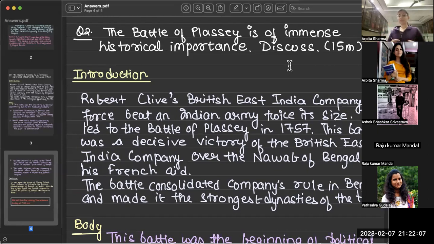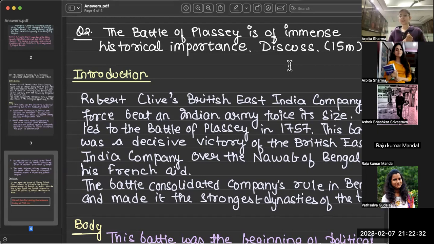So here in the introduction, again, you will mention the year. When you mention the year of the battle, that gives the impression to the examiner that this person is a well-read person, an aware person, right? So try to remember the years correctly and wherever you can, mention the years when questions on battles are coming. Okay, try to mention the years.